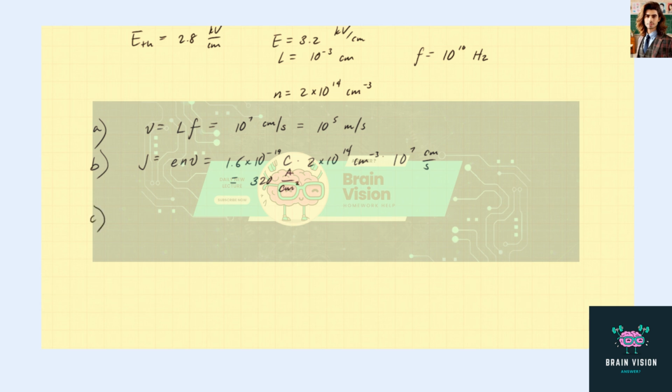And then part C, we want to calculate the electron mobility. So we can just write this mu as the negative drift velocity divided by this applied electric field. So we'll write negative 10 to the 7th centimeters per second divided by 3.2 kilovolts per centimeter. And so that should come out to, we'll write it as, negative 3,100 square centimeters per volt per second.